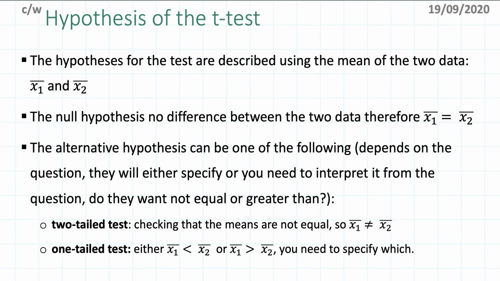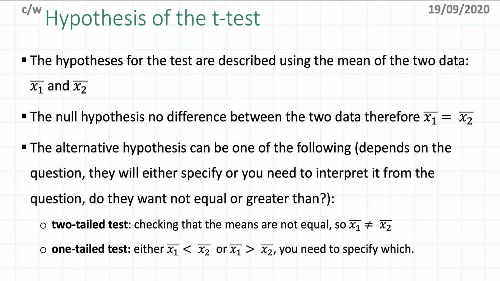So let me give an example just to know what the hypothesis will be. In this example, if you read through it, Mr. Arthur gives two chemistry groups the same test. He wants to find out whether there's a difference between the achievement level of the two groups. So we're not talking about more, we're not talking about less. We just want to see if there's a difference between them.